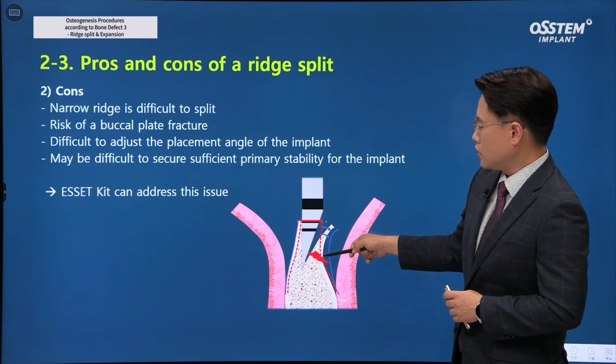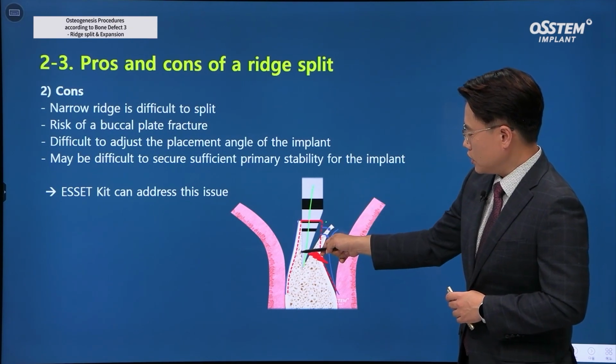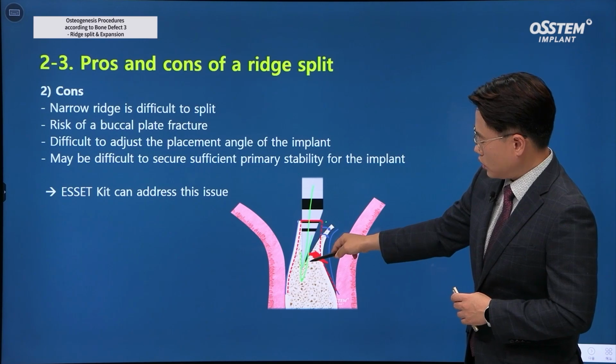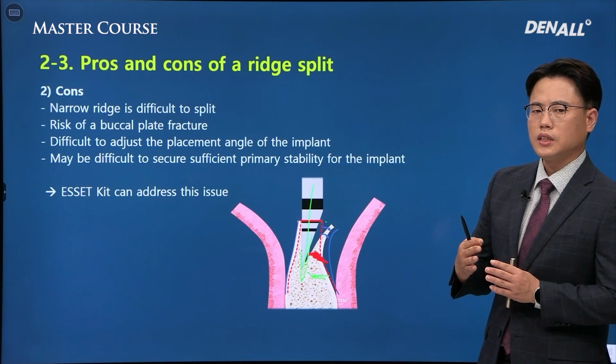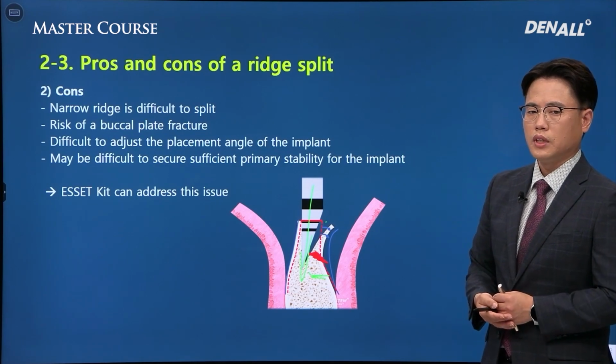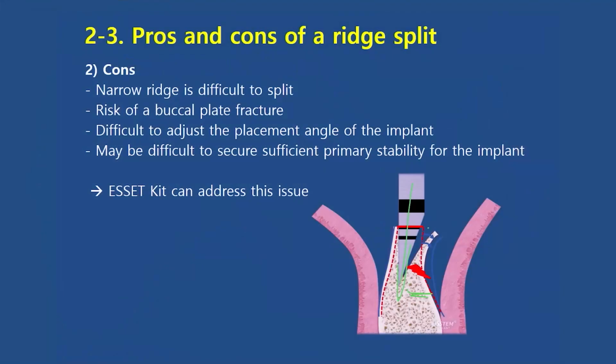Unwanted fracture can occur. As we proceed with ridge split, at times this cortical bone may fracture, or the surgery itself may become impossible to proceed. In that case, you may be able to apply GBR or block bone graft. If you understand these procedures, then you'll be able to respond to it and proceed with ridge split without being afraid of it. And you may be able to achieve somewhat of a success.